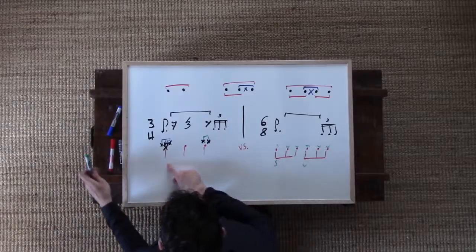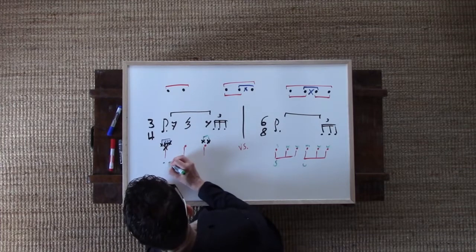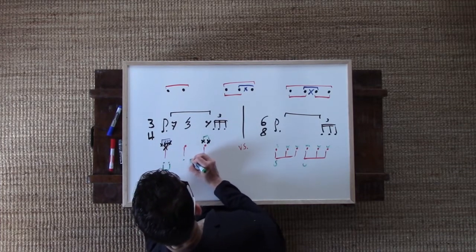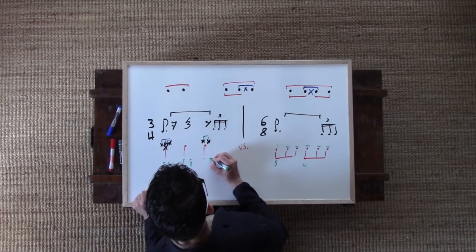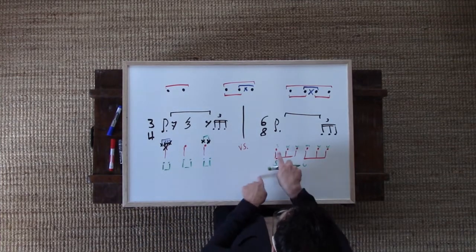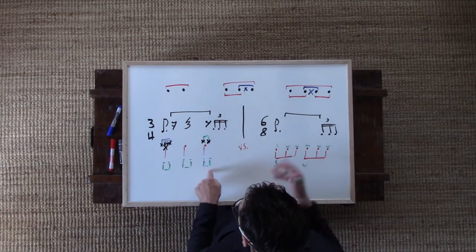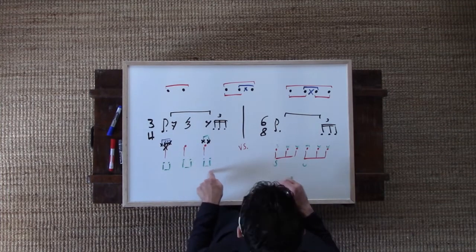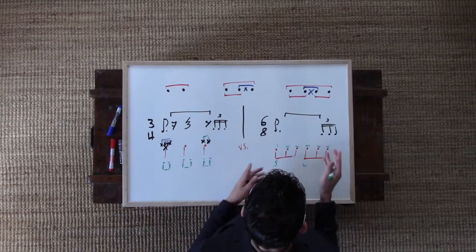So, look over here. There are 2 8th notes in this quarter note, 2 8th notes in that quarter note, and 2 8th notes in that quarter note. Sorry, 1 2 3 4 5 6. I don't know why I counted to 8. 1 2 3 4 5 6 8th notes.